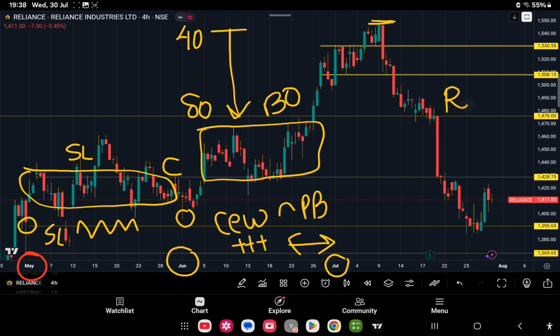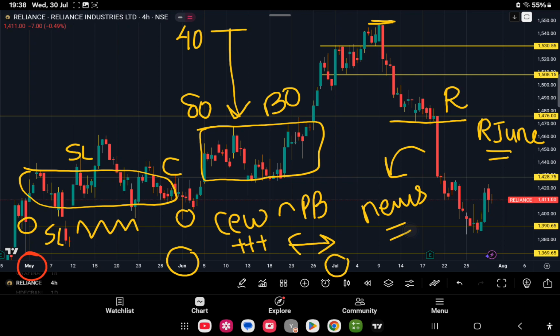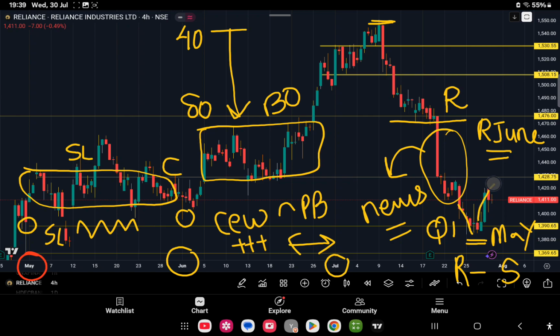So here it was a retracement phase, which was again the major resistance zone of June month, and then you could clearly see here also we had a news and a big fall. So this was the Q1 news, which was not good for Reliance, and then it almost touched the May month resistance. So this was May resistance turned to support. Now market is trying to take a pullback, or let's see if this zone crosses or not.